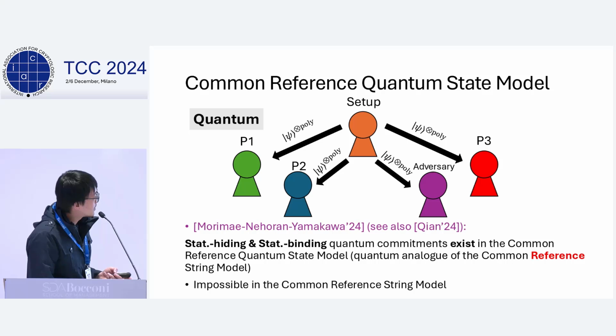Surprisingly, a recent work by Morimae, Nehoran, and Yamakawa showed that statistically hiding and statistically binding quantum commitments exist in the so-called common reference quantum state model. I'm not going to define it, but it's basically a quantum analog of the common reference string model. And such a scheme is impossible in the plain model or even in the common reference string model.